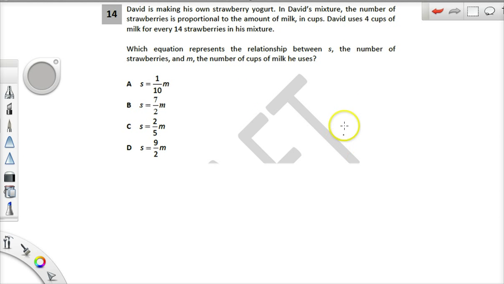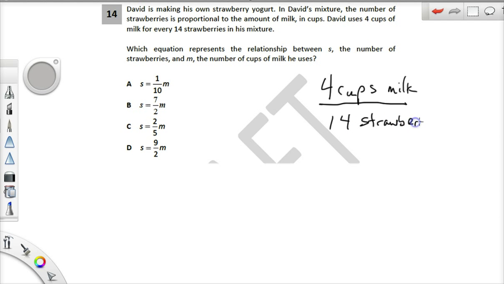So if we set up a proportion here, we've got 4 cups of milk for every 14 strawberries. If we want to figure out how many strawberries we need, basically we need some number of strawberries. That's what it's setting up here: S is equal to some fraction times M, right? So this is just a little tricky because of the ratio here.